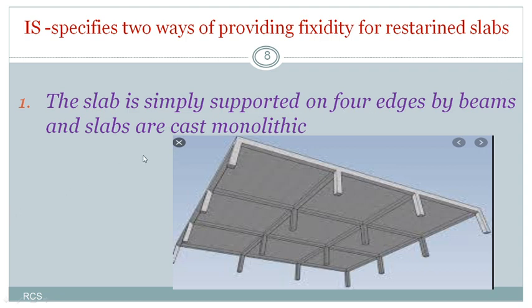by beams and the slabs are cast monolithic. So what do we mean by monolithic? Monolithic means a single structure. Here, when we are designing a simply supported two-way slab, and the slab is supported along the four directions, we cast the slab as well as the beam at the same time. That structure is called a monolithic structure.